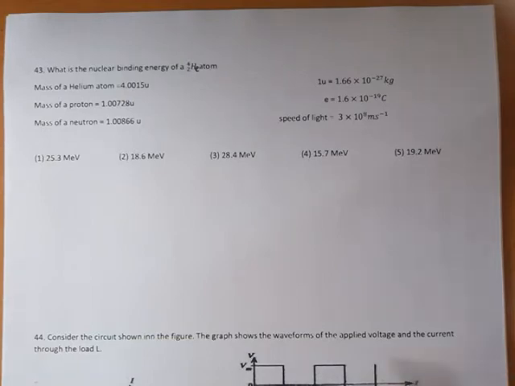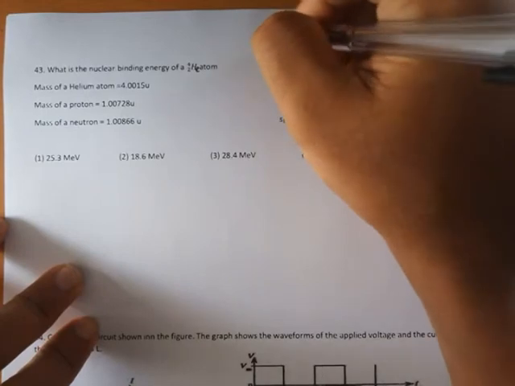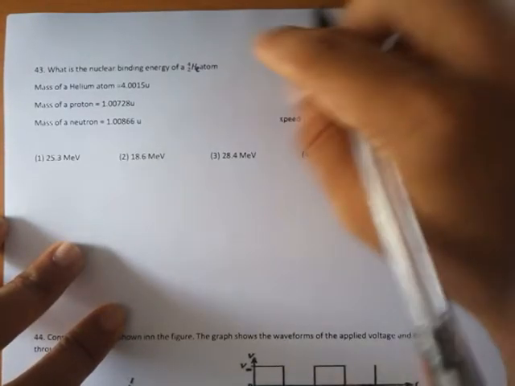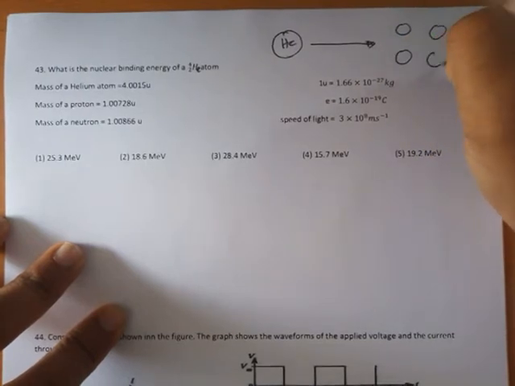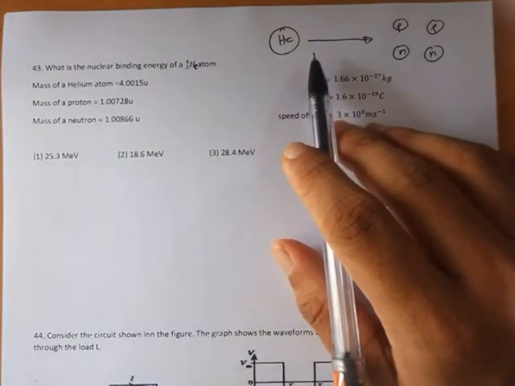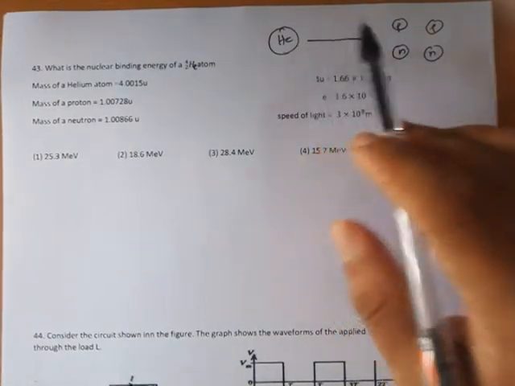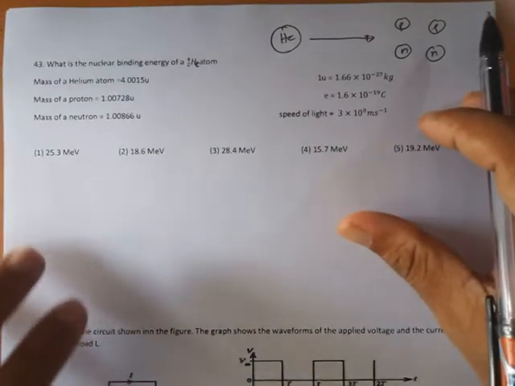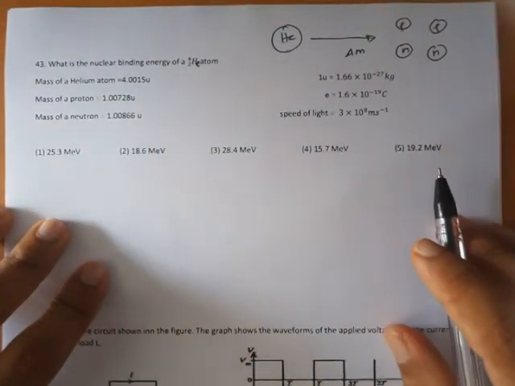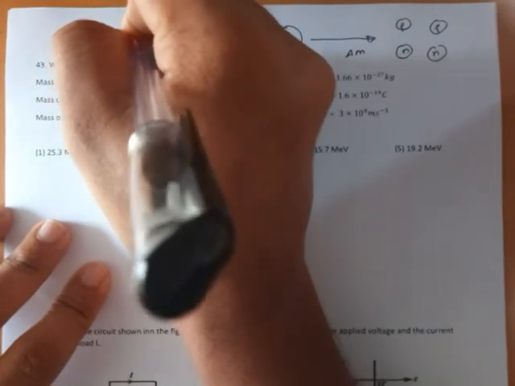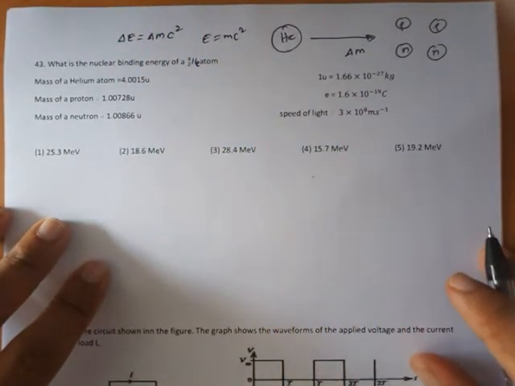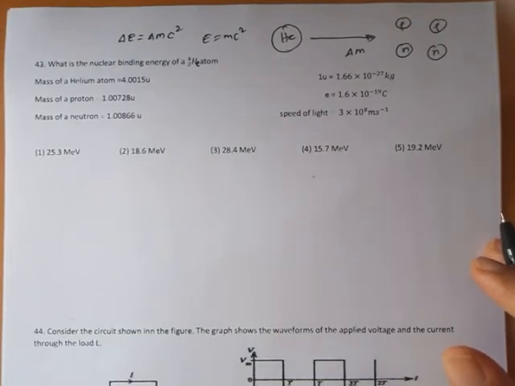Now we have a helium atom. If we take this helium and want to break it into its constituent nucleons, we have 2 protons and 2 neutrons. In this process we need to supply some energy, so that energy will be stored as mass. We can find out the delta M in this process. From one of the beautiful equations in physics, delta E equals delta M c squared, or E equals mc squared, we can find out the required energy.